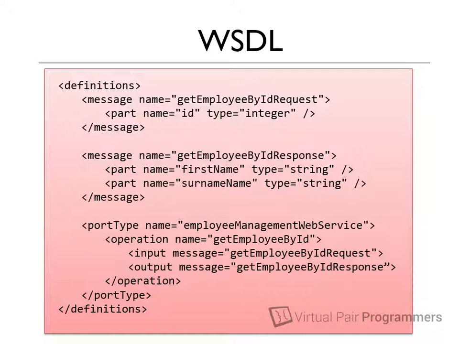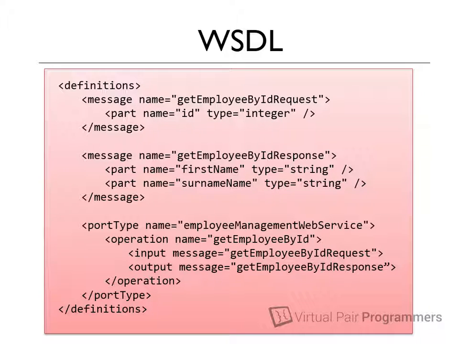A second message is the getEmployeeById response. So this appears to be the XML document that's going to be returned by the web service. And that appears to contain two parameters, a first name which is a string and a surname which is a string. Now I've omitted the rest of the contents of this message just to keep the XML block quite short so it's easy to read, but in theory we'd have here the entire structure of the object that we're returning to the client. And then at the bottom there's some information that explains how these messages can be used.